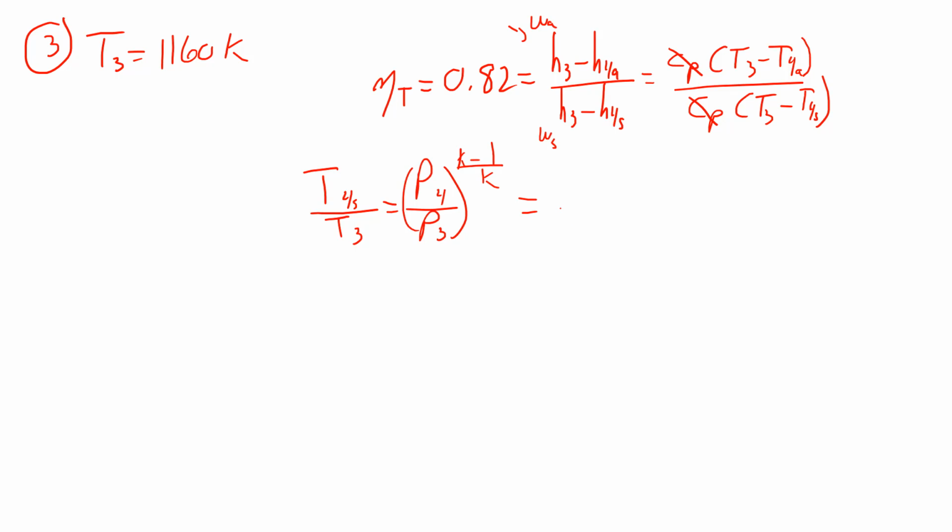Now, it just so happens that P4 over P3 is the inverse of the pressure ratio, so we can use that. We can find K in the ideal gas table, I think it's in table A2.